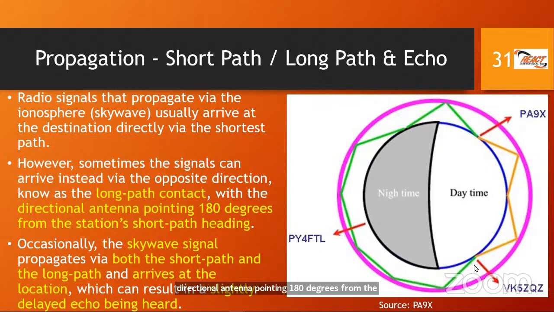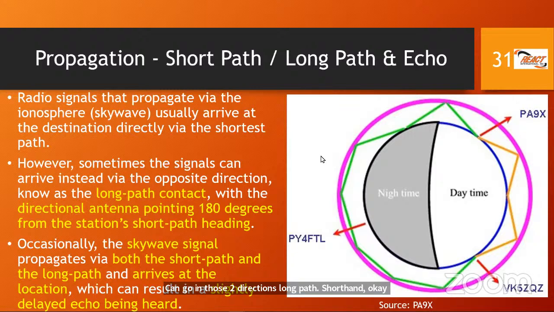So this diagram hopefully will make it real. When it goes this way, it's short path. When it goes this way, which is 180 degrees or the opposite direction, it's the long path propagation. Our signal can go in those two directions: long path, short path. Okay.